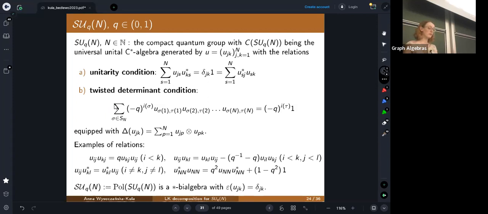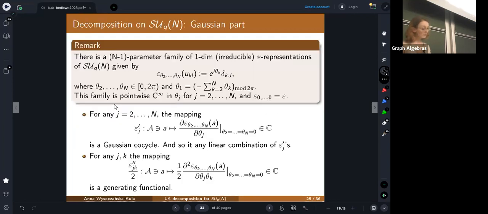In fact, SUq(N) can be shown to be generated by this sort of relations. I don't write down all of them. And we will be interested again in the dense Hopf *-algebra of polynomial functions. This will be our *-algebra under study now.